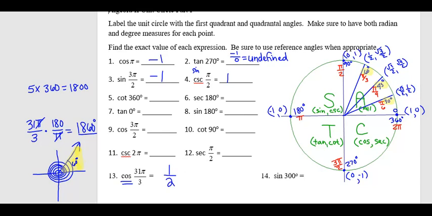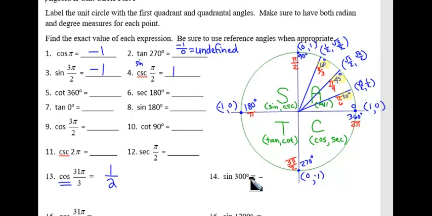All right, so what if it's not in quadrant 1? That was in quadrant 1. We can easily see it. Let's look at number 14. The sine of 300. This one I don't have to do a conversion on. I can go ahead and just sketch where this should be. So if I go 90, 180, 270, 300, I am right here.